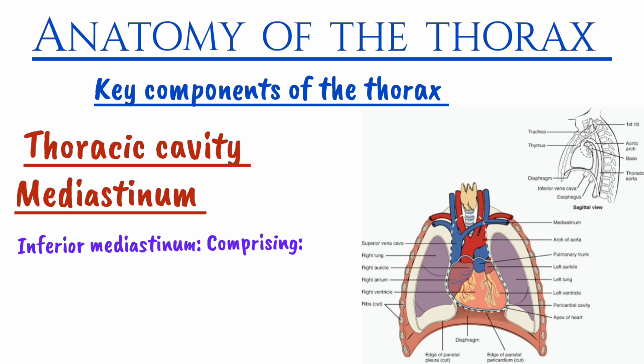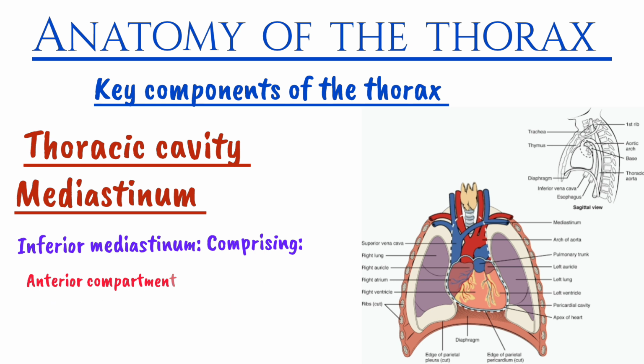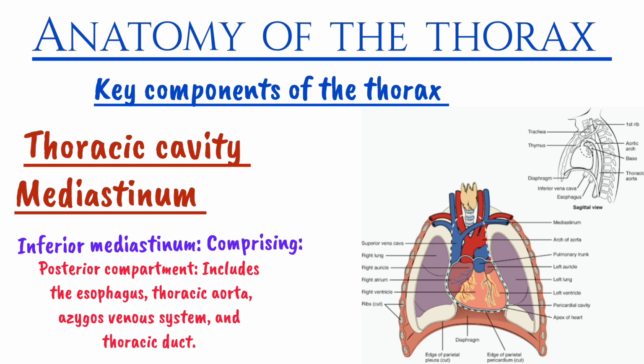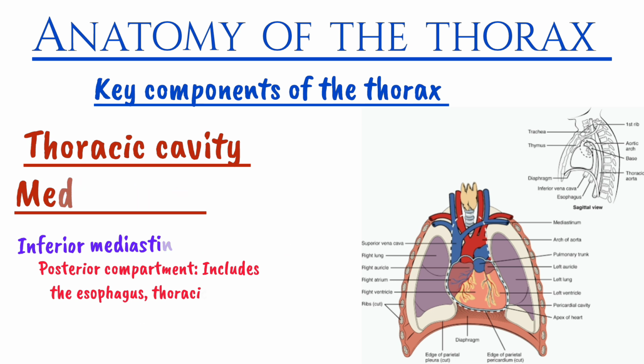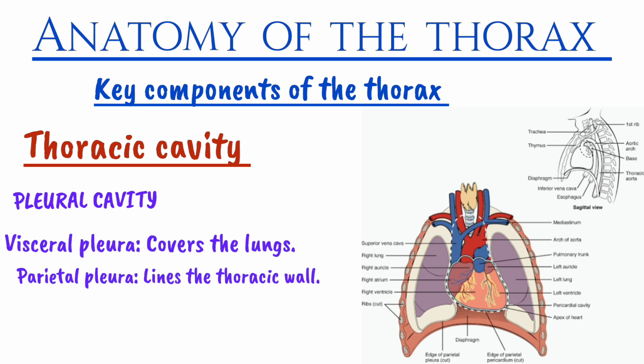In the anterior compartment, it houses parts of the thymus, adipose tissue, and lymph nodes, while the middle compartment contains the heart, the pericardium, pulmonary trunk, and tracheal bifurcation. Then the posterior compartment includes the esophagus, the thoracic aorta, the azygos venous system, and the thoracic duct. Then the pleural cavity. On either side of the mediastinum lie the pleural cavities, each enclosing a lung and lined by two pleural layers, the visceral layer and the parietal layer. The visceral pleura covers the lungs, while the parietal pleura lines the thoracic wall.